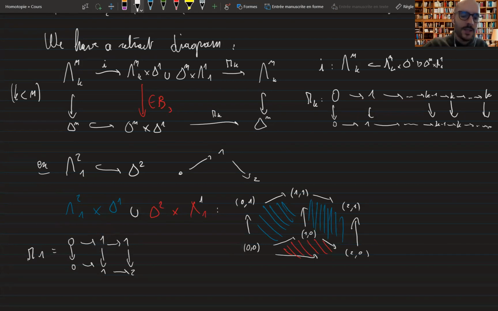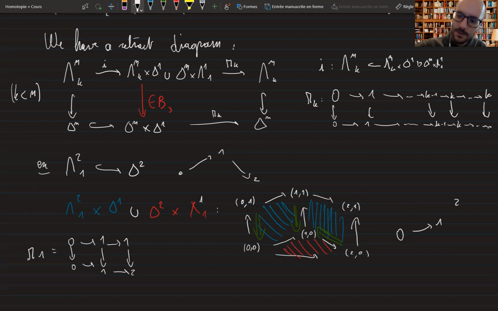So what does it do? It sends 0, 0 to 0. So this one stays here. It sends 0, 1 to 0. So it retracts this point here. It sends 1, 0 to itself, and 1, 1 to 1. So it retracts like this. It sends also 2, 0 to 1. So it retracts here. And it sends 2, 1 to 1. 2, 2, sorry. So it keeps this thing here. So it retracts like this onto a horn that looks like this.